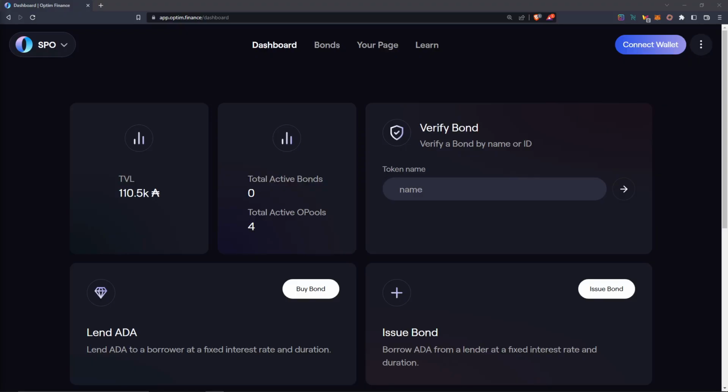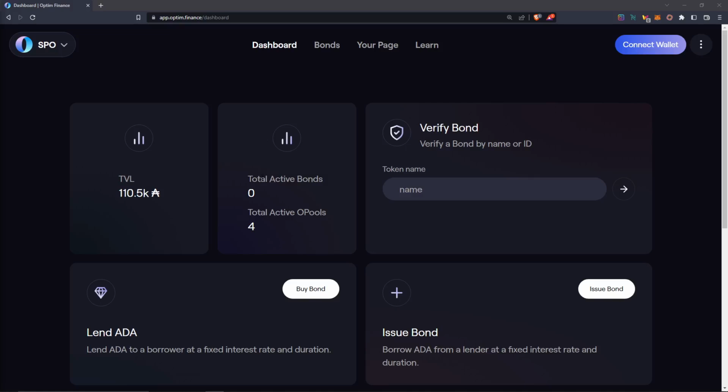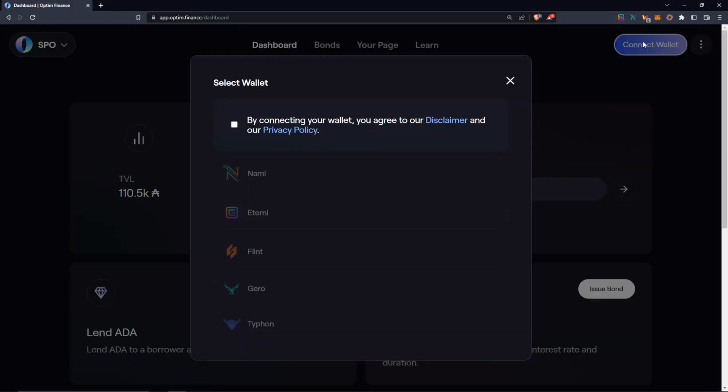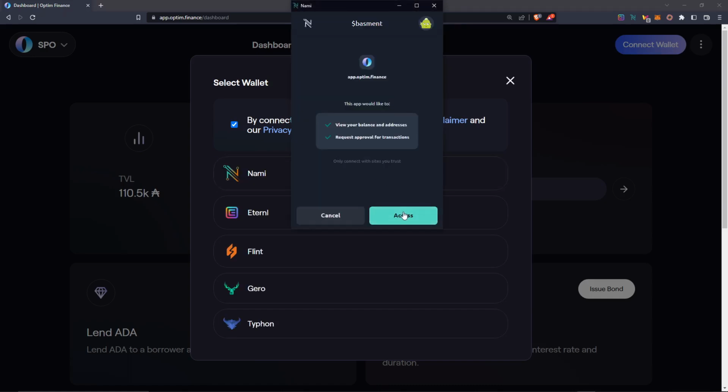Now we're going to get into the practical side of things of actually buying a bond from the Optim Finance platform. This offers a secondary market for buying bonds, and first you have to go to app.optim.finance and then head over to the /dashboard section. Then simply connect your wallet by going to the top right, clicking connect wallet, and then agreeing to this checkbox here, clicking the wallet that you have and allowing it access to the protocol.